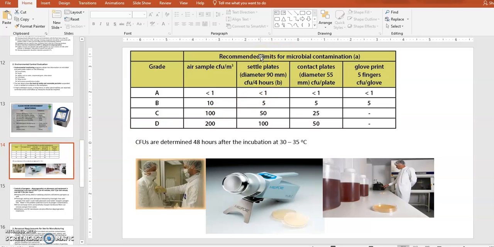So recommended limit for bacterial contamination, grade A area, you should not have any, so less than 1. If you do air sampling, so this is air sampler, as you know, and settle plate method, something like that, less than 1. Contact plates, you've seen contact plate, rodac plate like this, okay, less than 1. Glove print, 5-finger plate, we've seen that, right? Should have less than 1. Grade B, you can have a little more, but 10, less than 10, less than 5, 5, 5. Grade C, 100, 50. Grade D, 200, 100. Okay, so the standards are different.